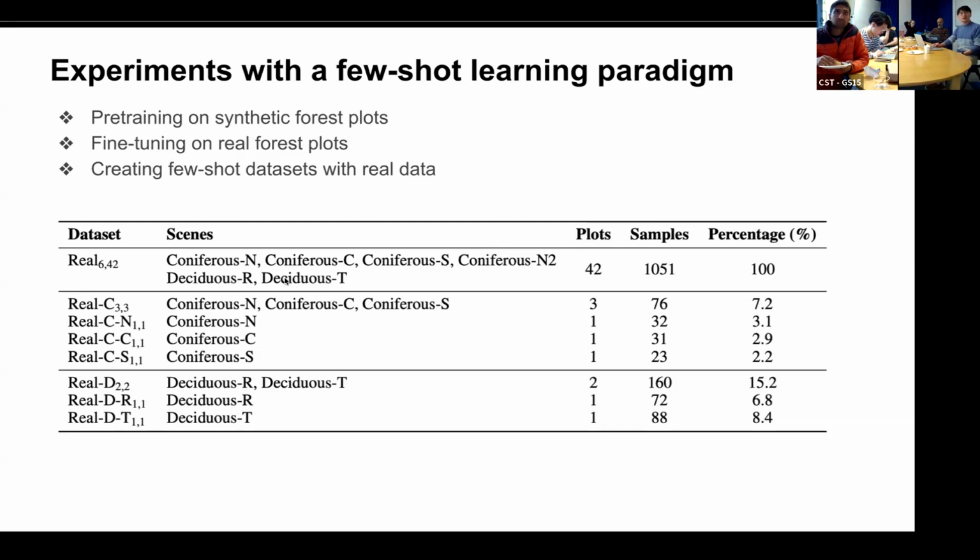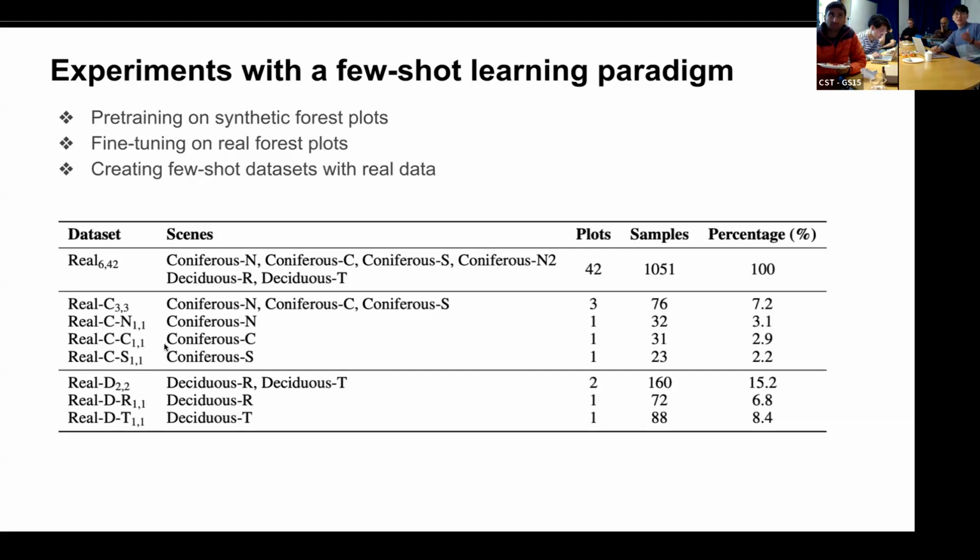So we create some few-shot data sets from the real data. Here is some explanation of the notation. The first subscript, like 6, is 6 scenes, and the second subscript, like 42, is 42 plots. So the first row is the full-scale real data with 6 scenes and 42 plots. Based on this, we create some few-shot data sets. Like this C33 is 3 coniferous scenes, each with only 1 plot, so 3 plots.